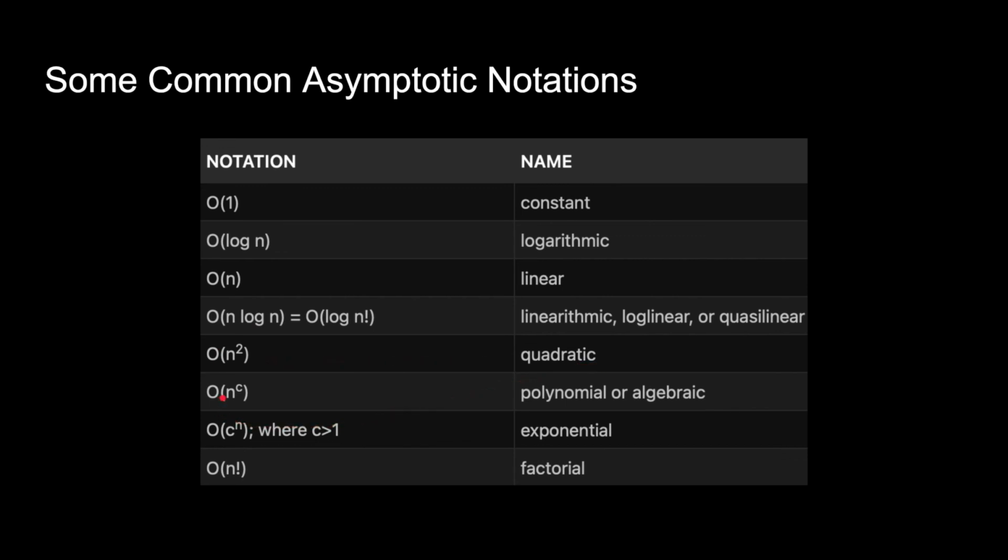Big O of n raised to c is a polynomial, where c can be anything. It's a polynomial or algebraic, you can say. Big O of c raised to n, where c should be greater than 1, is an exponential. Big O of n factorial is a factorial. So that's it. You have to remember this chart, and these asymptotic notations you will see further in the coming videos, wherein we will find out the different complexity of an algorithm.